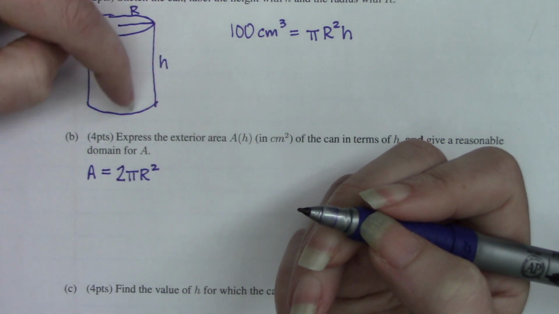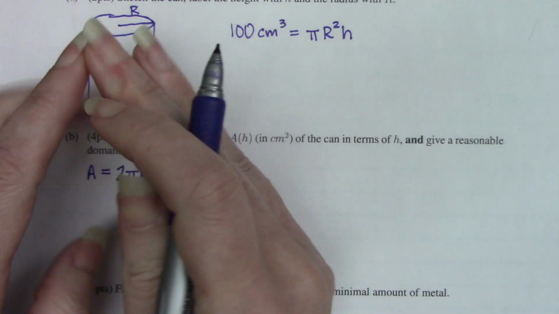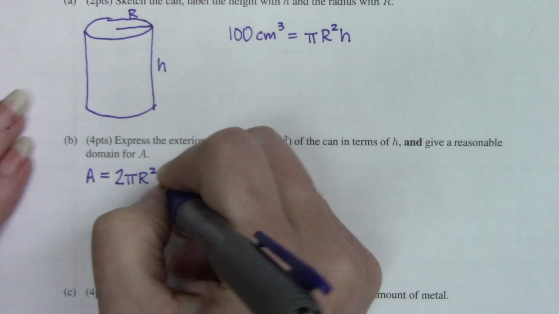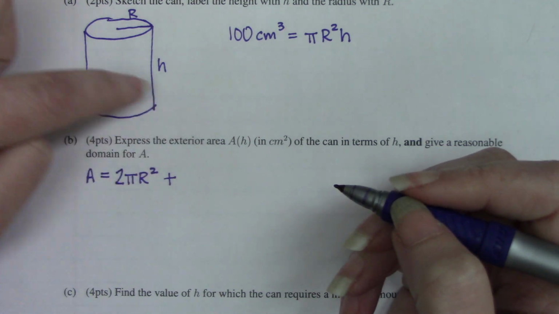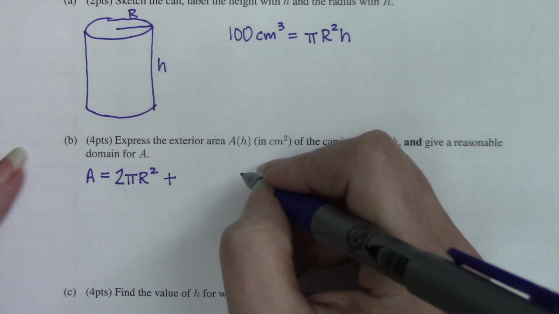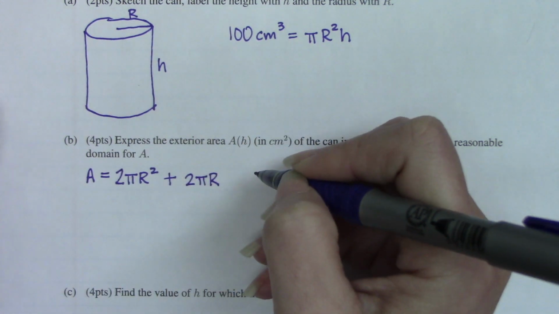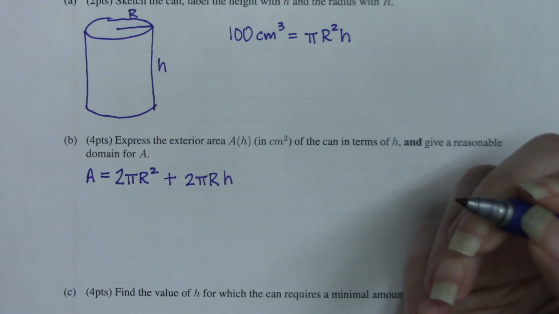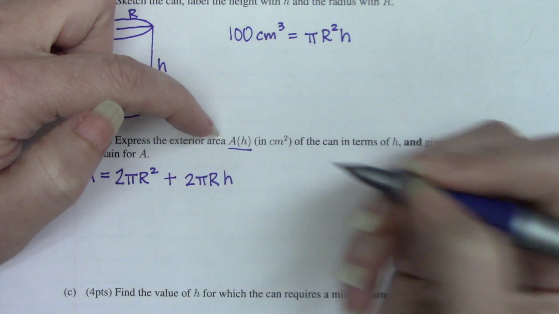Then we deal with the side. So the side of a cylinder, if you imagine slicing this down the middle and then unfolding it, you actually get a rectangle, where the base of the rectangle is the circumference of the circle. The circumference of a circle is 2 pi r, and then the height of that rectangle is the height of the can. So they want us to write this as a function of just h.